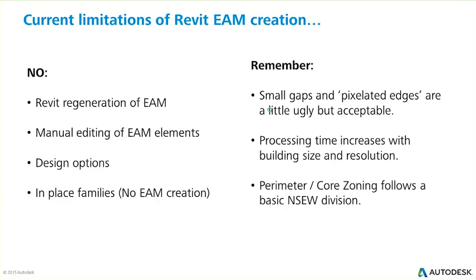There's a couple of other things to remember. Remember, I mentioned there's no regeneration of the model, so you need to create it on demand each time. You can't manually edit the EAM elements; they're created by the algorithm, so they're visible. You can section box them and things like that, but you can't go in and edit them and scale them and things like that. We currently don't support Revit design options, only the main model. And also we don't support in-place families of arbitrary geometry. So if you've got an in-place family of a lump of bricks or something like that, we currently don't look at that. It's just currently ignored. So that's just something that you need to be aware of.